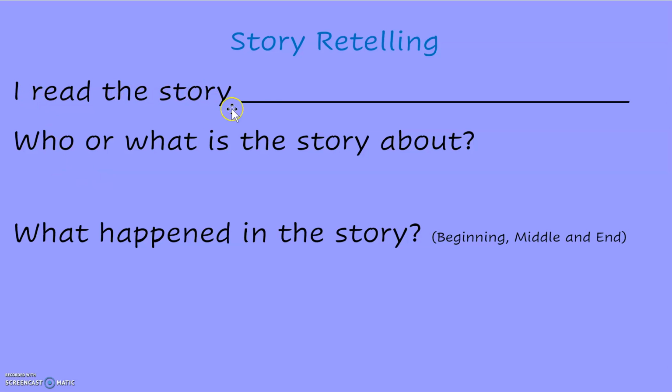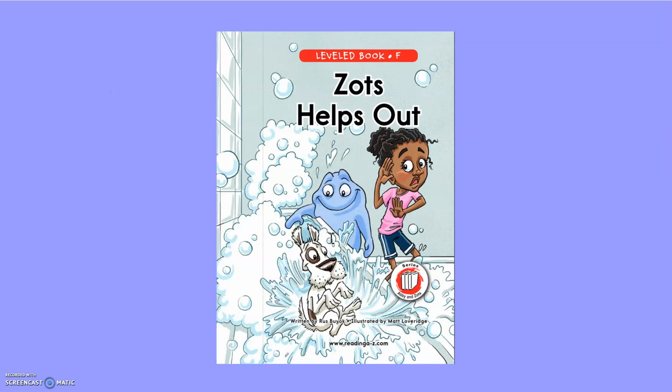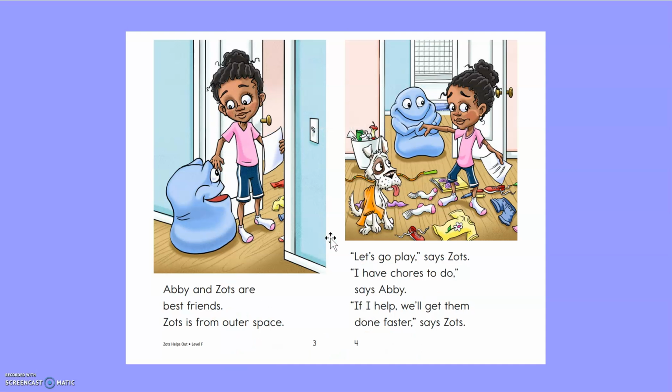I read the story. This is where we're going to put the title. Who or what was the story about? This is where we'll talk about the characters. And what happened in the story? This is where we're going to talk about the events. Okay, so let's take a little picture walk back through Zots Helps Out.